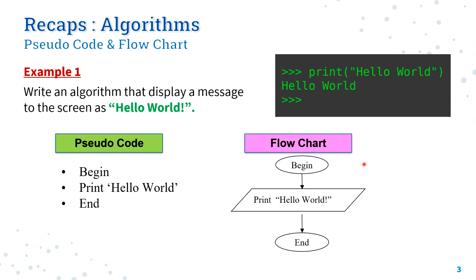While a flowchart represents this exact same logic, but visually, with the begin placed in an oval shape, a print of "Hello World" in a parallelogram, and an oval shape again for closing the end. So always remember, the best way is to plan your logic before you type your code.